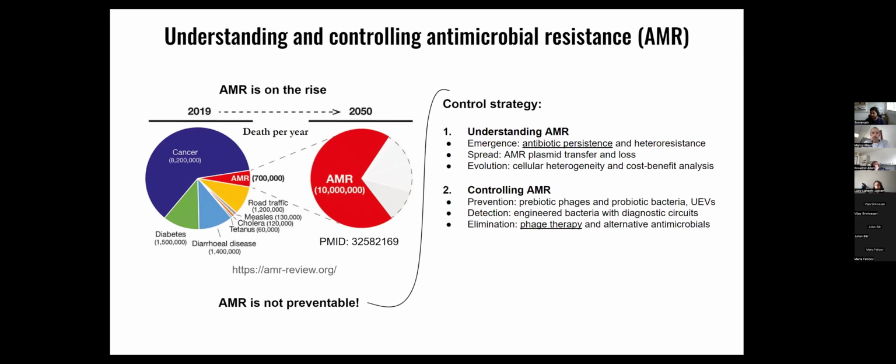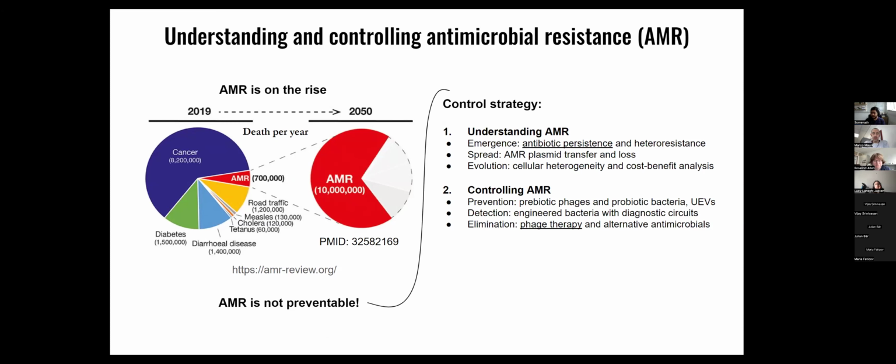We try to understand AMR from the point of view of emergence, where we focus on analysis of antibiotic persistence and heteroresistance. We try to understand how AMR infections often spread through plasmid transfer and how they get lost due to plasmid loss, and also the evolutionary aspects of AMR from the perspective of cellular heterogeneity and fitness, cost, and benefit analysis, and so on.